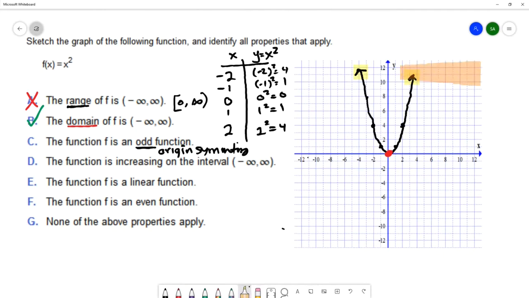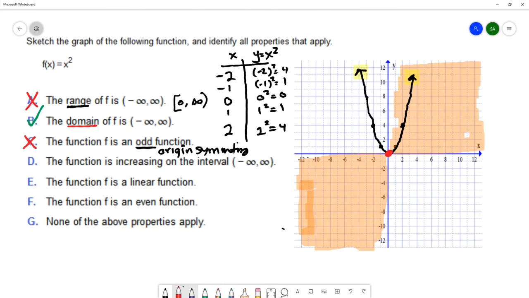So this is quadrant 1. And then you should have a mirror in the opposite quadrant of quadrant 3. That's where you would have origin symmetry. You can see that there's a piece of the graph in quadrant 1 and no piece of the graph in quadrant 3, so we don't have a mirror image. And so that means this function is not odd, and I would not select that property.